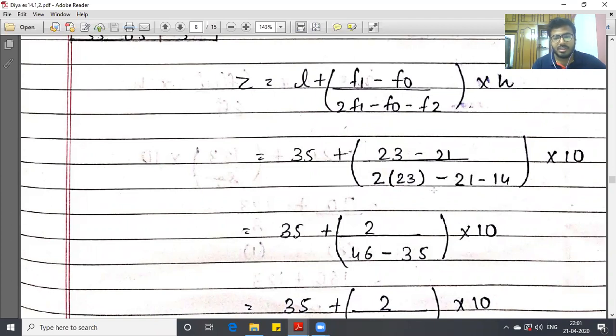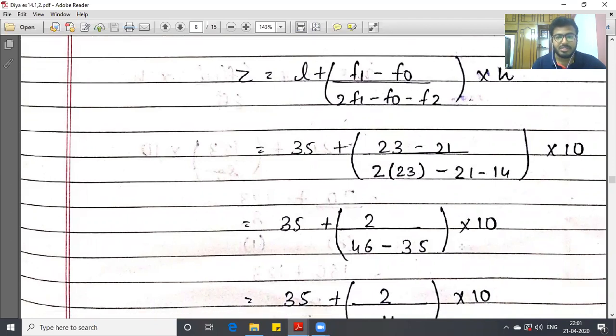Never do this thing. 23 minus 22, don't do that. Remember, first you do the multiplication, then here you add both of these. Then do it. That will be the easier way.